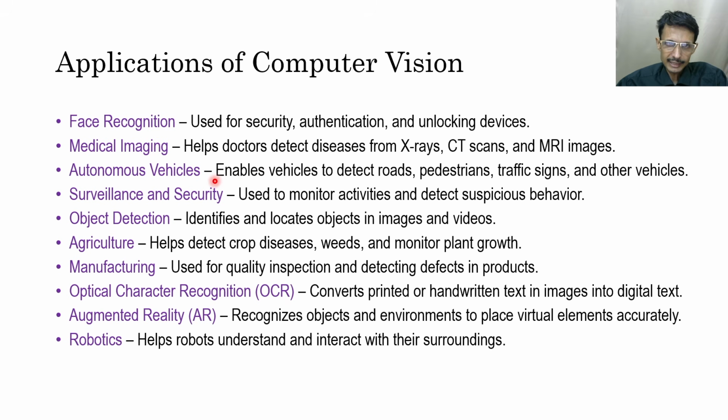Then come autonomous vehicles, which enable vehicles to detect roads, pedestrians, traffic signals, and other vehicles, etc. Then surveillance and security are used to monitor activities and detect suspicious behavior. Then come object detection, which identifies and locates objects in images or videos. Agriculture, manufacturing, and optical character recognition is also a very important task that converts printed or handwritten text images into digital text.